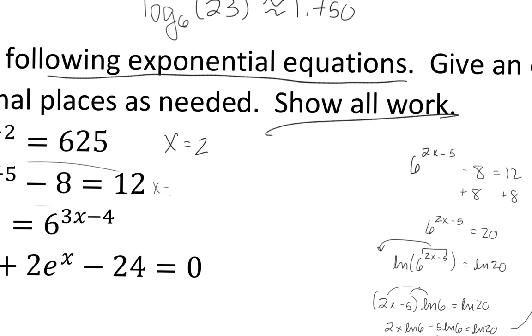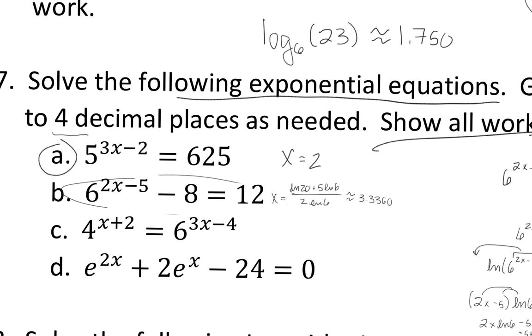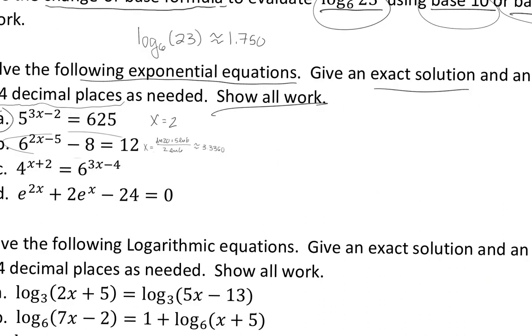We have x being equal to natural log 20 plus 5 natural log 6 over 2 natural log 6, or about 3.3360, just because we need it to 4 decimal places when we approximate it. On to the next one, I have 4 to the x plus 2 is equal to 6 to the 3x minus 4.